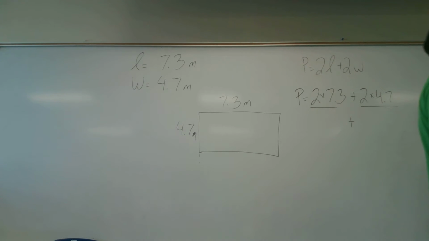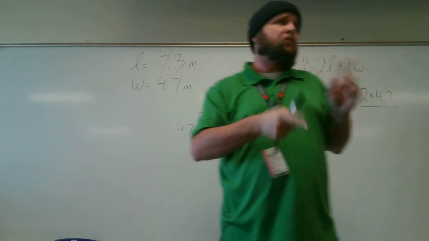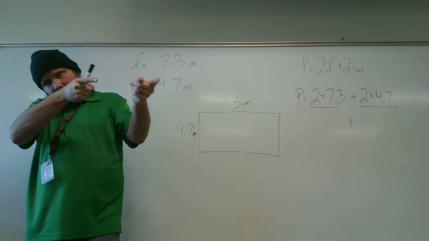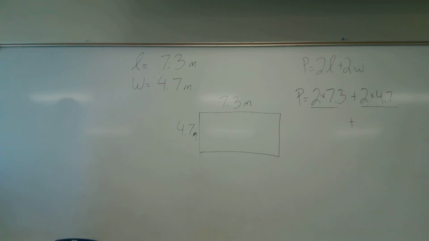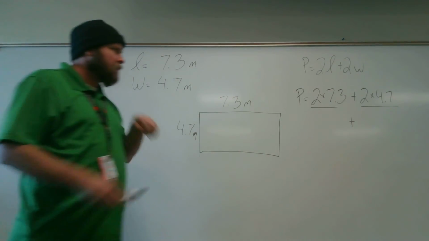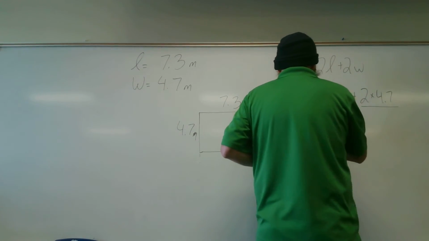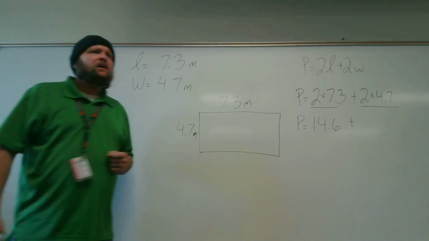Let's see. Taylor, can you tell me what 7 3/10 times 2 is? You might want to work it on your paper if you don't know, instead of just snapping your fingers and looking at me and guessing. Okay, perimeter equals 14 6/10 plus.